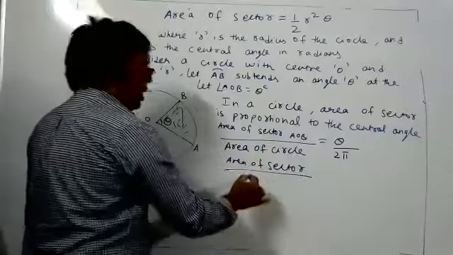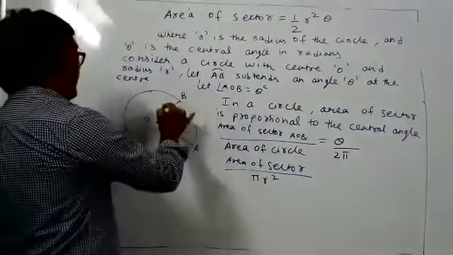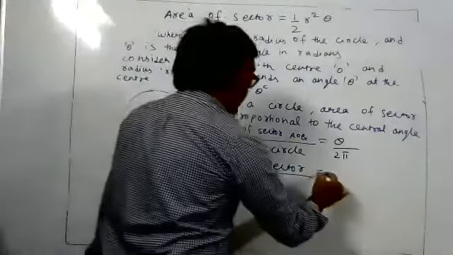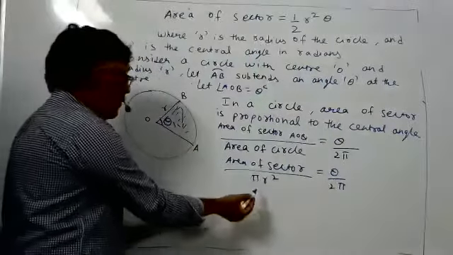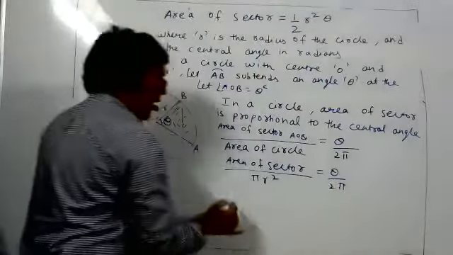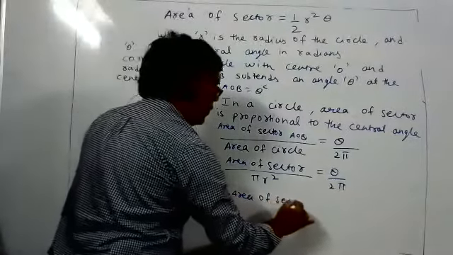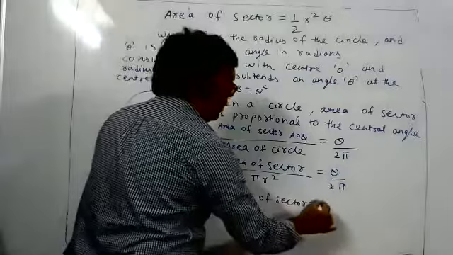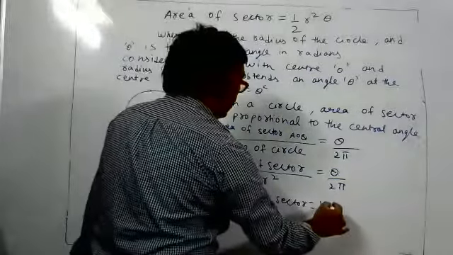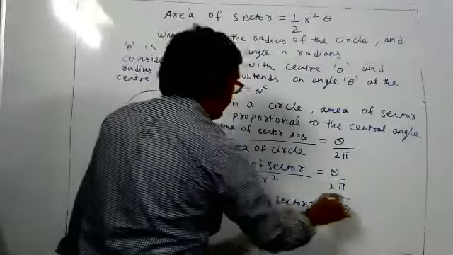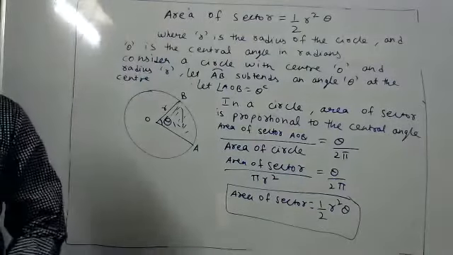What is the formula for the area of a circle? Pi r square, because the radius is r. So pi r square, and here theta by 2 pi. It is simple mathematics: pi and pi will get cancelled. So what I got, the area of sector is equal to, here 2 is there, so 1 by 2 r square will go on the right side: 1 by 2 r square theta. This is the derivation of the area of a sector. Simple only.